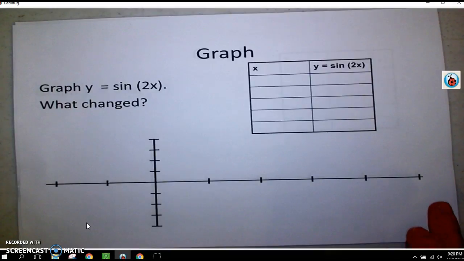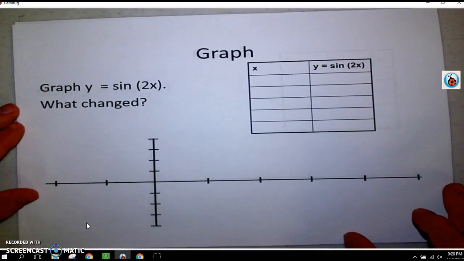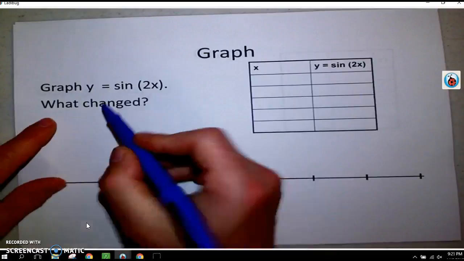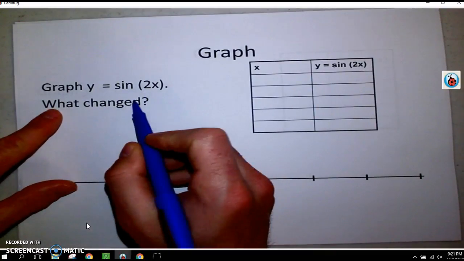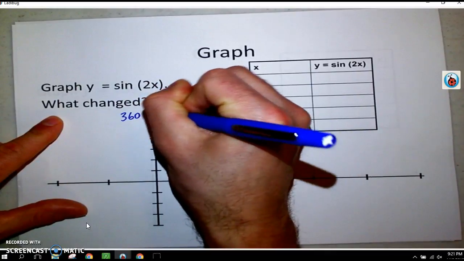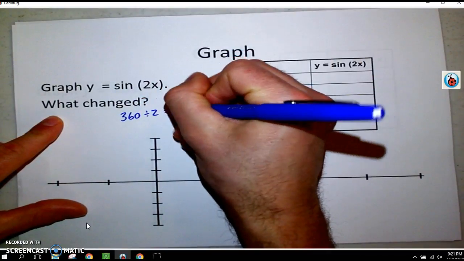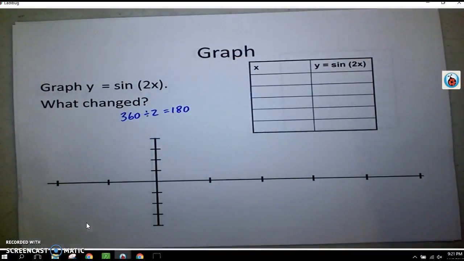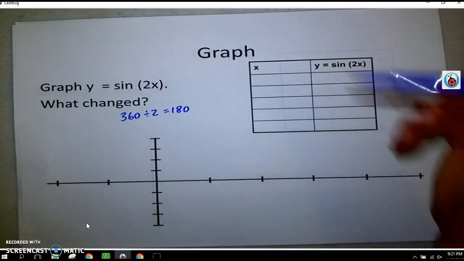Let's take a look at another one right here, sine of 2x. So this time I have a period change, right? So what changed? Well, that would be my period. And my new period would be 360 divided by 2. So my new period is going to be 180. All right. So when I have a new period here, well, here's what's going to happen.